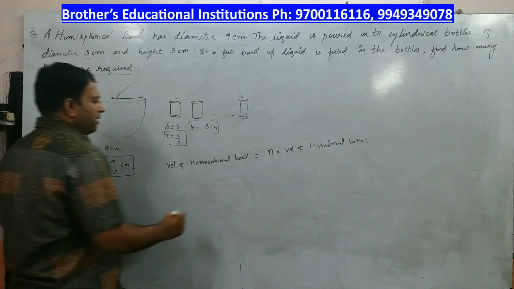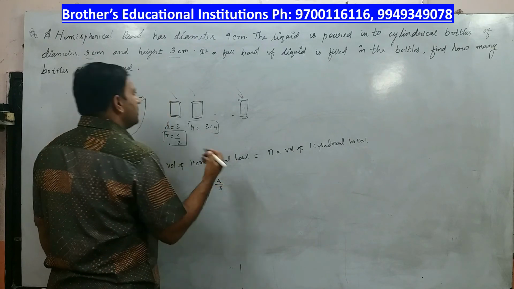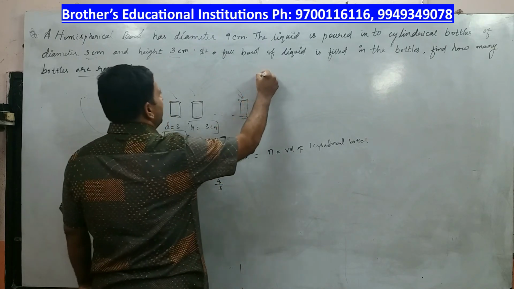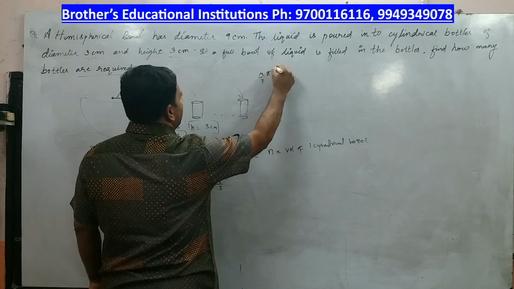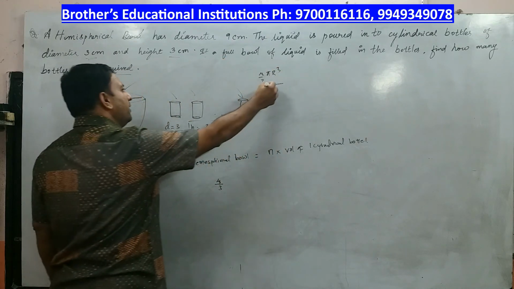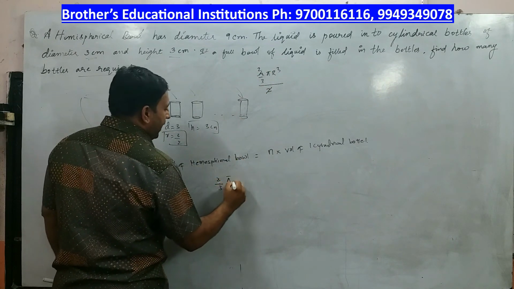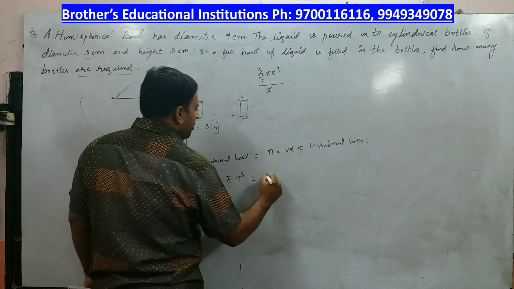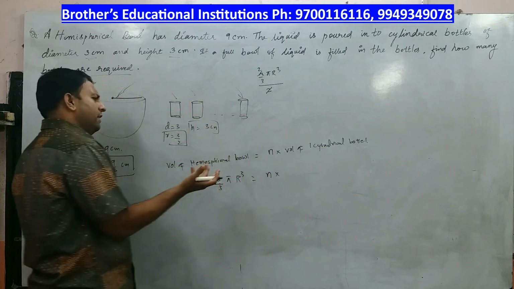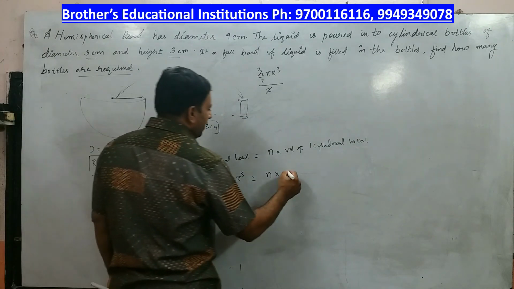So what is the volume of the hemispherical bowl? See, what is the volume of a sphere? Volume of sphere is 4 by 3 pi r cube. But I want the volume of a hemisphere. So you divide it by 2. When you divide by 2, it is 2 by 3 pi r cube is equal to n into, n means number of bottles required, n into volume of one cylindrical bottle. What is the volume of one cylindrical bottle?